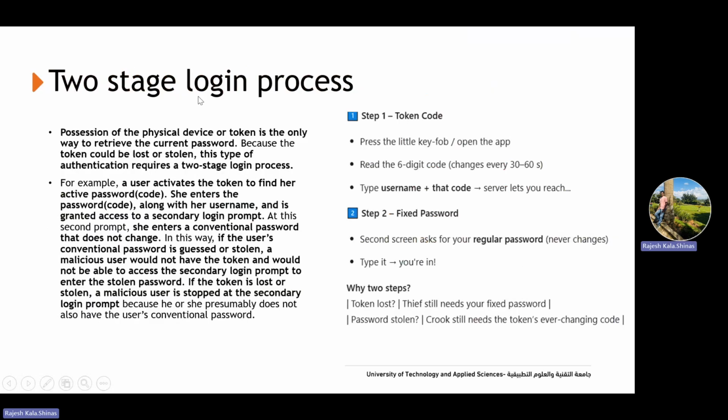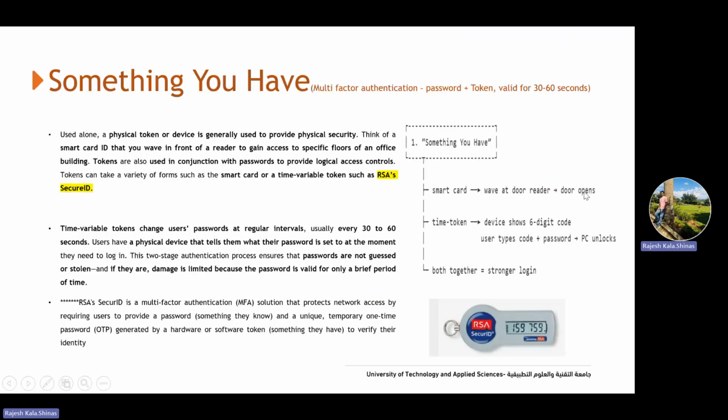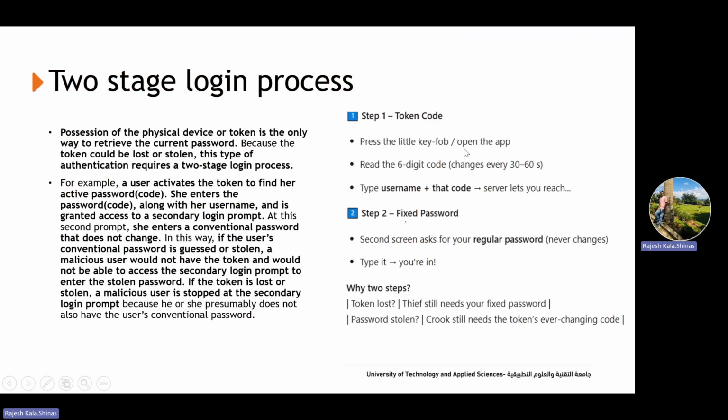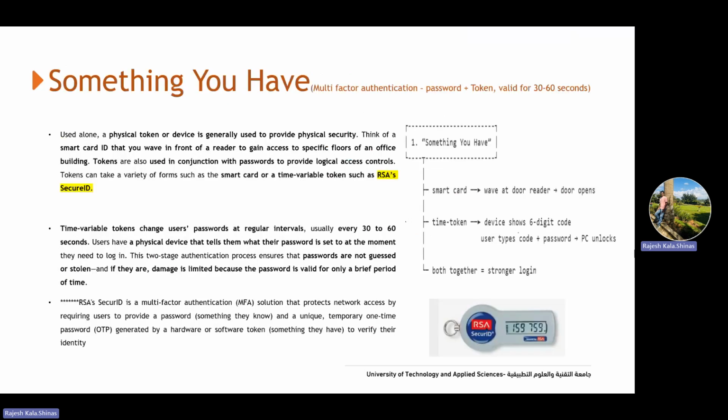Now, what is the two-stage locking process that we discussed? Step 1 and step 2. Step 1, press the key on the device we have now, this knob, or open the authenticator app. Either you open the app or press that key, and we get a 6-digit code that changes every 30 to 60 seconds, like 1, 2, 3, 4, 5, 6.